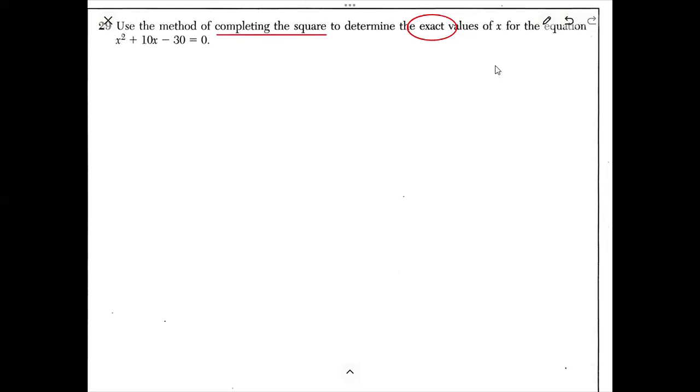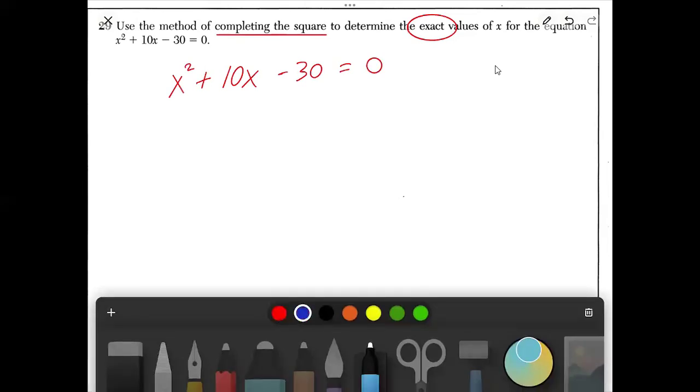So here's what we're going to do. I'm going to write this equation. It's x squared plus 10x minus 30 equals 0. Now, the very first thing we're going to do is move the constant, the negative 30, to the other side. So we're going to add 30 to this side, add 30 to this side. And what we're going to have on the left-hand side is x squared plus 10x, the negative 30 cancels out, equals 30.